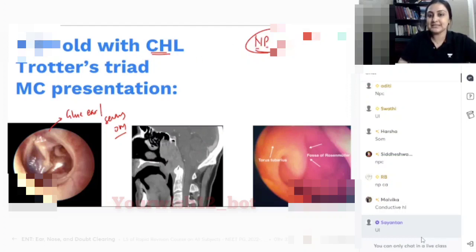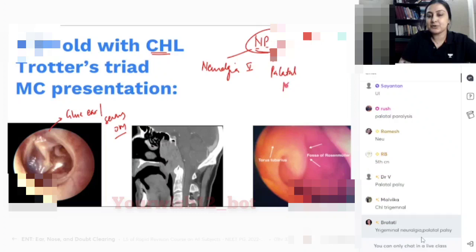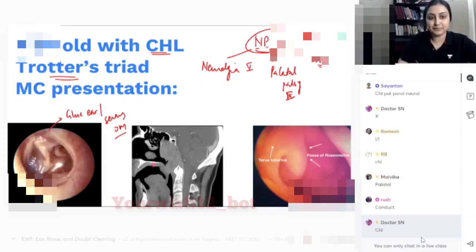Trotter's triad में क्या आता है? NPC से याद रखना है. N for neuralgia, along which nerve? Fifth nerve. P for palatal palsy. Why palatal palsy? क्योंकि 10th cranial nerve involve हो गई. 10th cranial nerve. C से क्या? C से देख लिया, conductive hearing loss. So this is the Trotter's triad of NPCA. However, ये देखो कहाँ जाके उग रहा है.